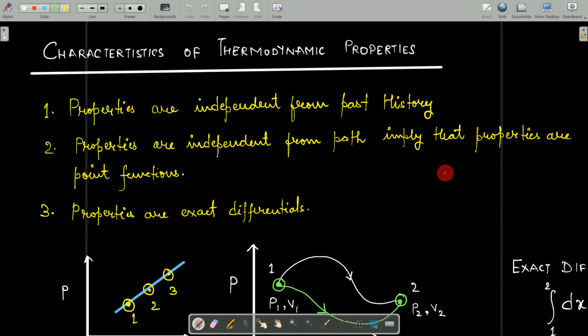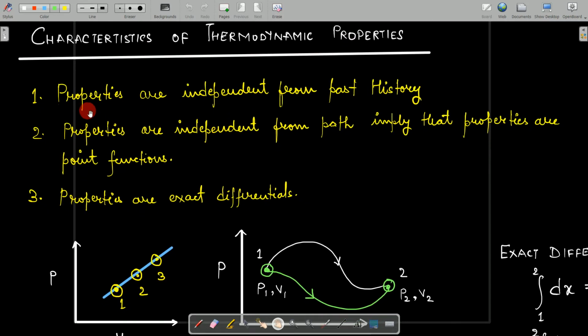There are certain characteristics of the thermodynamic properties, the thing that we actually defined in the previous lecture. So let's see what are the features of those properties. First characteristic is that the properties are independent from past history. What do you mean by past history?